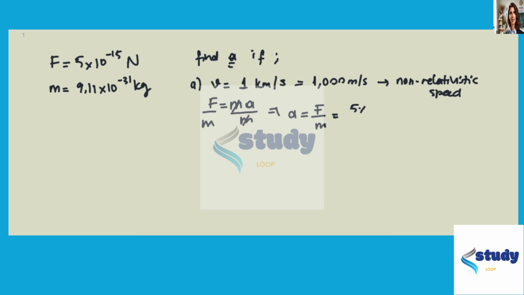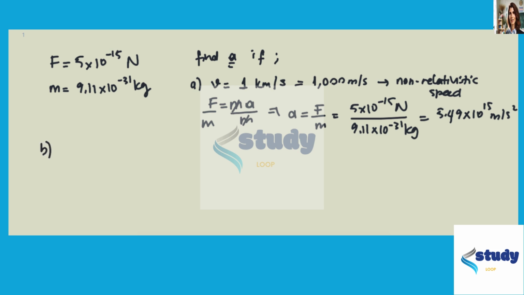Force is 5 times 10 to the power negative 15 newtons. The mass is 9.11 times 10 to the power negative 31 kilograms. In this case, our acceleration is going to be 5.49 times 10 to the power 15 meters per second squared. It's a very high acceleration.